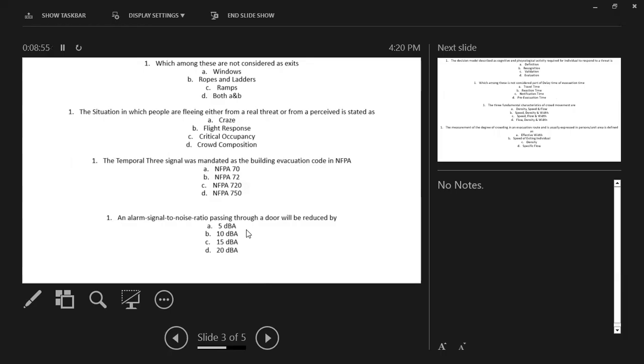Which among these are not considered as exits? When we say they are not considered as exits, it means they are not considered as means of egress. Both A and B, windows, ropes, ladders, are not considered as exits. They are not considered as means of egress.